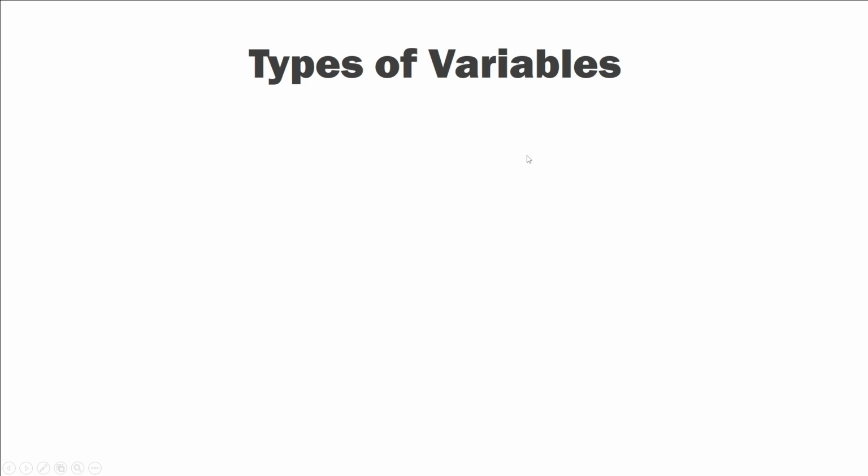Hi everyone, in this lecture we will talk about types of variables based on their scope in Python. So there are three types of variables in Python known as global variables, local variables, and non-local variables. Now let's discuss each of them.